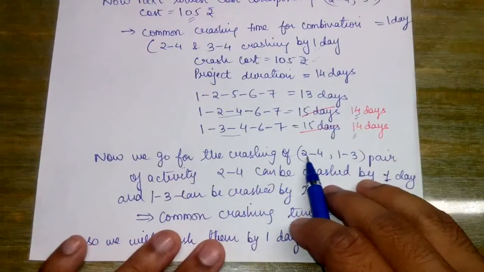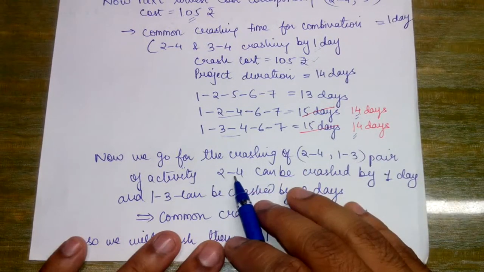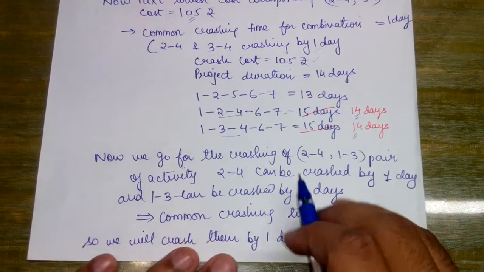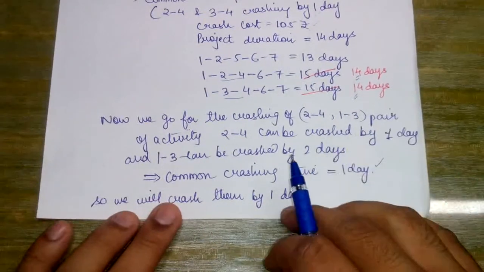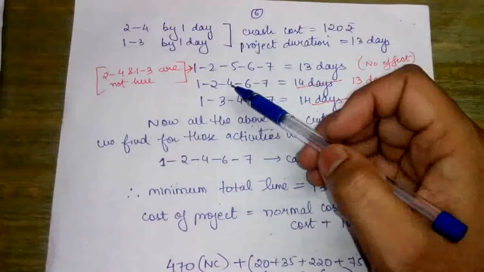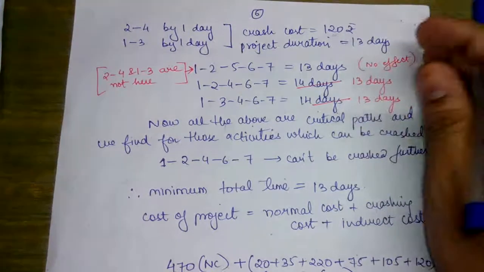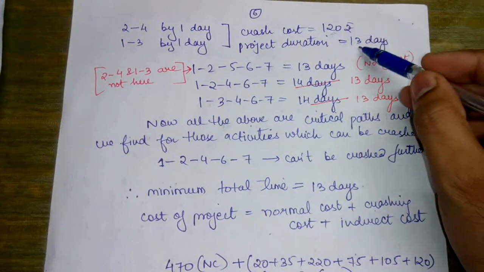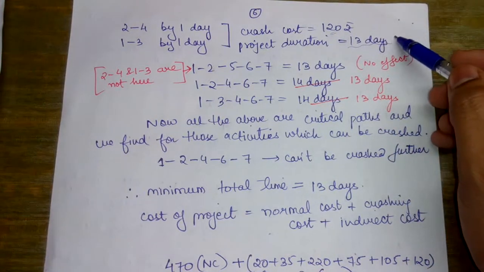Now we go for the crashing of the next combination, that is the 2 to 4, 1 to 3 pair of activities. 2 to 4 can be crashed by 1 day and 1 to 3 can be crashed by 2 days. The common crashing time becomes 1 day, so we will crash it by 1 day. So 2 to 4 and 1 to 3 are both crashed by 1 day, and the crashing cost obtained from the table that we have drawn is 120. If we reduce it by 1 day, the new project duration becomes 13 days.